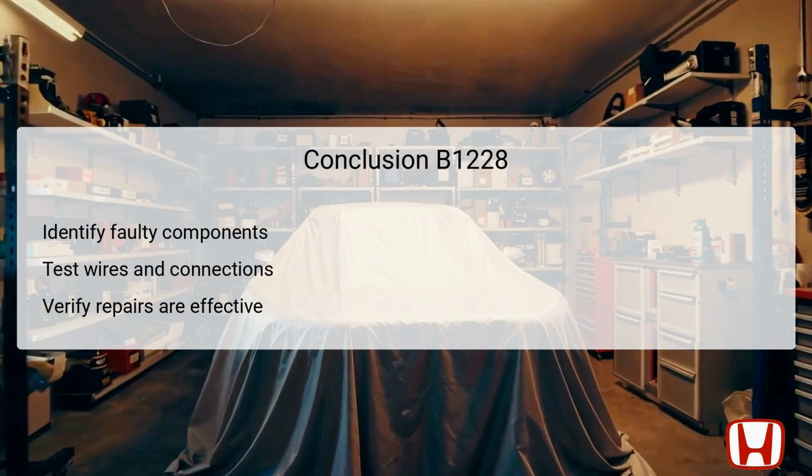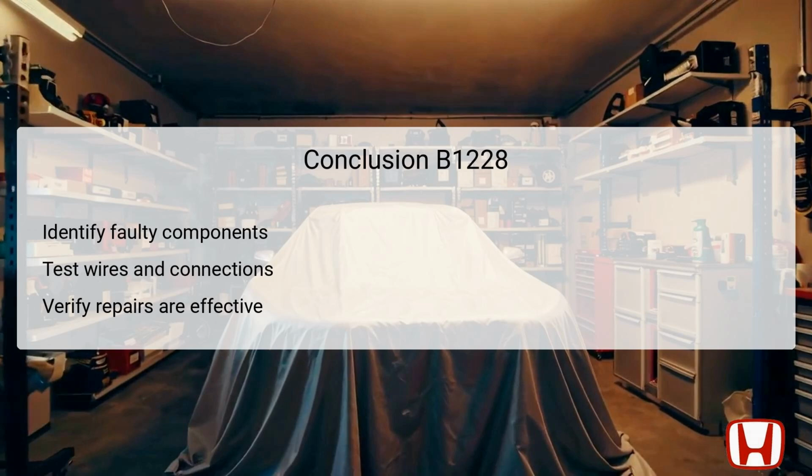In conclusion, addressing DTC B1228 in the Honda Accord requires a thorough understanding of the outside air temperature sensor and the associated climate control unit. Identifying faulty components through systematic troubleshooting is essential. This involves testing the sensor, inspecting wiring conditions, and ensuring that the climate control unit is functioning correctly. Each step must be executed methodically to uncover the root cause of the issue.